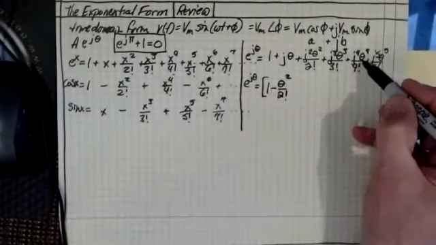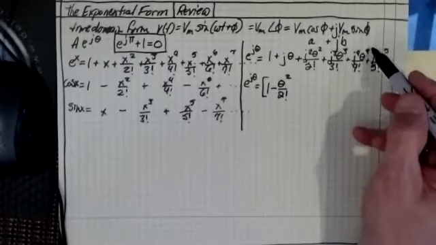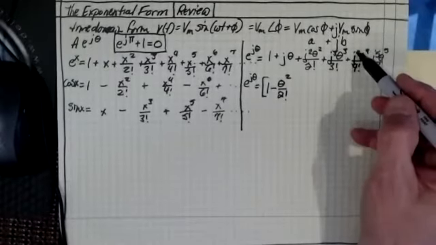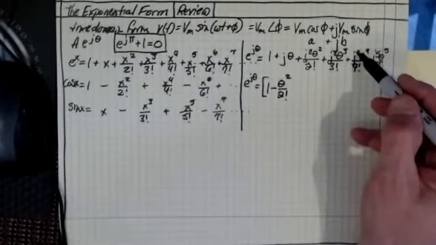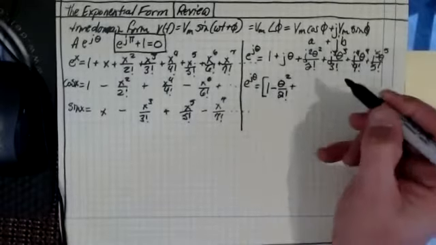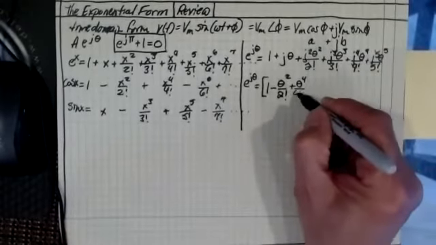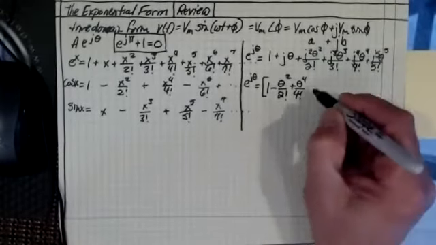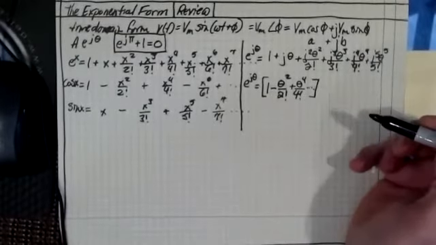Let's look at this one over here. Now I've got j to the 4th, theta to the 4th, and j to the 4th is really j squared times j squared, isn't it? And j squared is -1, so -1 times -1 gives me +1. So this would be plus theta to the 4th over 4 factorial. And we could just imply what's going on from there.